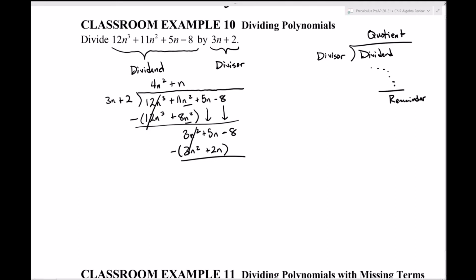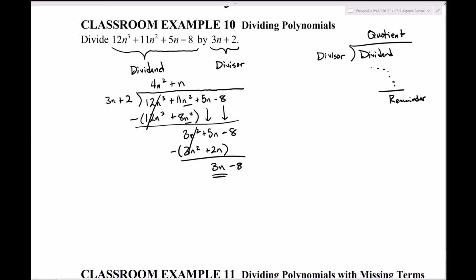So then these are supposed to cancel out, 3n squared minus 3n squared. That negative, though, must also get distributed into the positive 2n, making it a negative 2n. 5n minus 2n is 3n. Drop down the minus 8. That's the new dividend again. And then we repeat this process all over again.